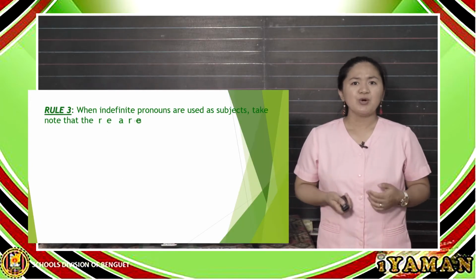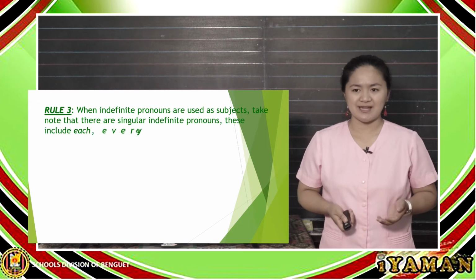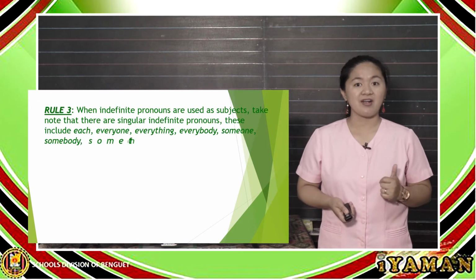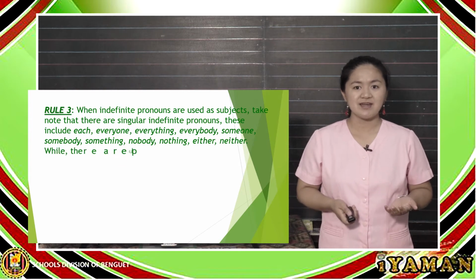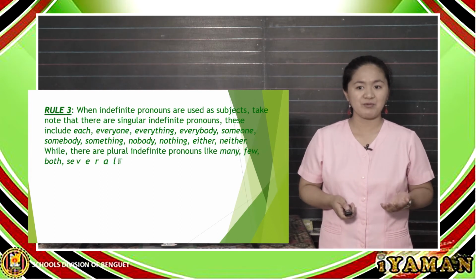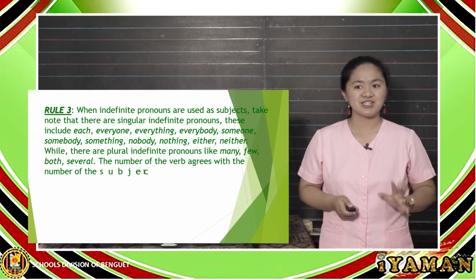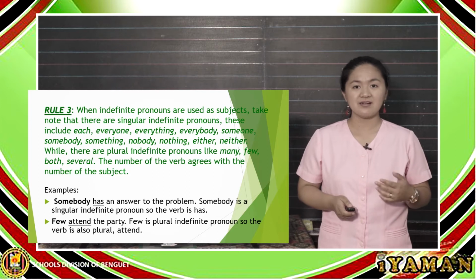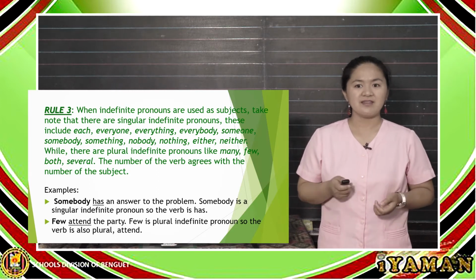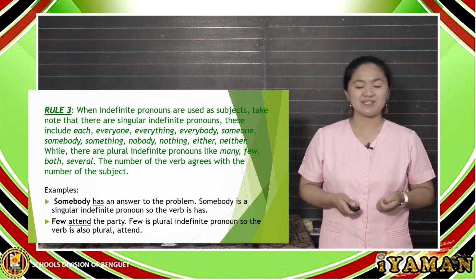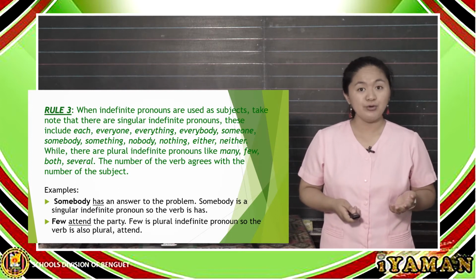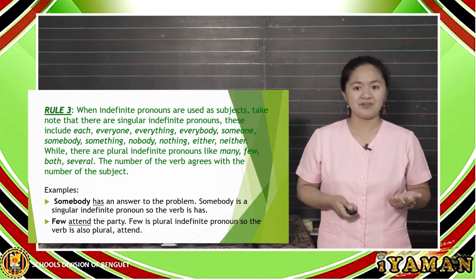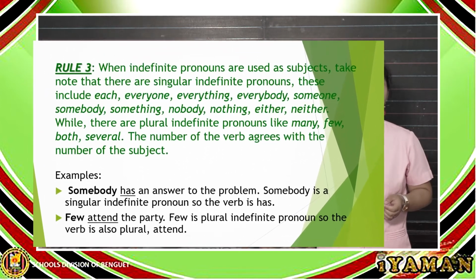Moving on, when indefinite pronouns are used as subjects, take note there are singular indefinite pronouns. These include each, everyone, everything, everybody, someone, somebody, something, nobody, nothing, neither, either. While there are plural indefinite pronouns like many, few, both, some, several. The number of the verb agrees with the number of the subject. Take a look at the following sentences.